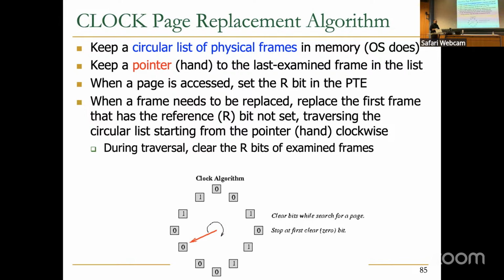Is this the best we can do? I don't think so. There are many more factors which you need to take into account to make such decisions about what to replace and what not. The access frequency. The state doesn't take into account the access frequency, right? How frequently do I access? How recently I access this page doesn't necessarily correspond to how frequently I access a page.